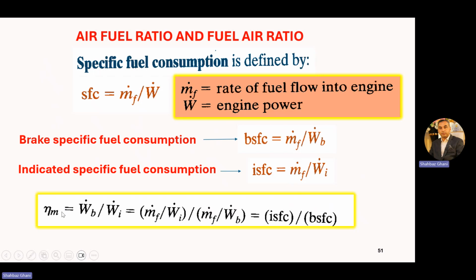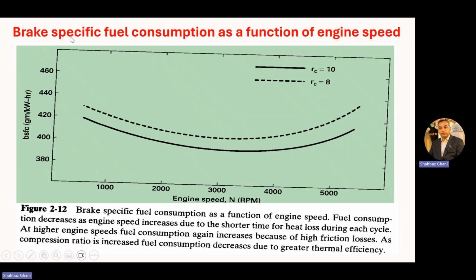So mechanical efficiency is engine brake power divided by engine indicated power, which is equal to the rate of fuel flow into the engine divided by indicated power, divided by the rate of fuel flow into the engine divided by brake power. So we can write the mechanical efficiency of an engine with respect to fuel as indicated specific fuel consumption divided by brake specific fuel consumption. Now, brake specific fuel consumption as a function of engine speed.